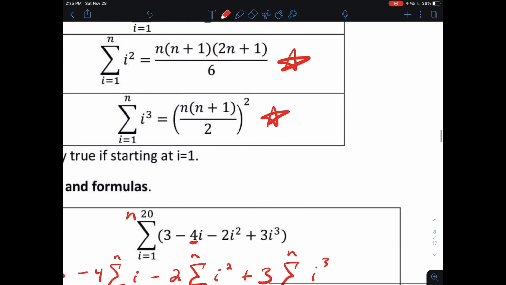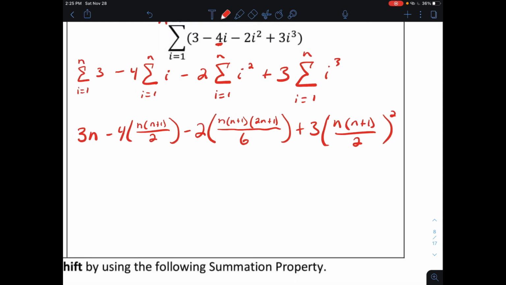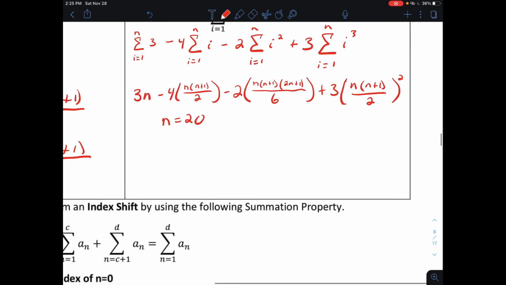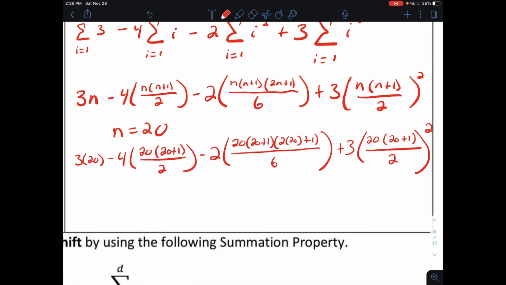According to the table, the sum of cubes from i equals 1 to n would be n times (n plus 1) over 2, quantity squared. For us, n was equal to 20, so we would substitute 20 for all of those n's. After substituting and evaluating, we get a pretty large sum of 125,780.